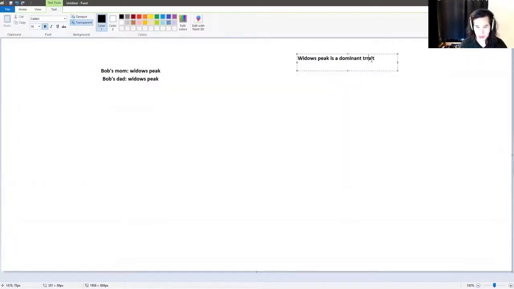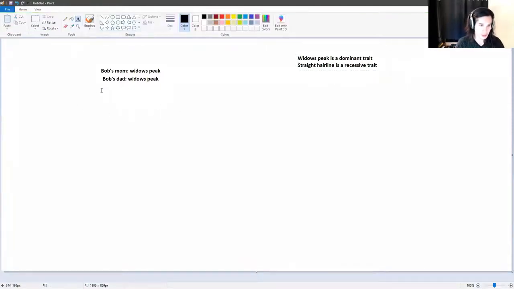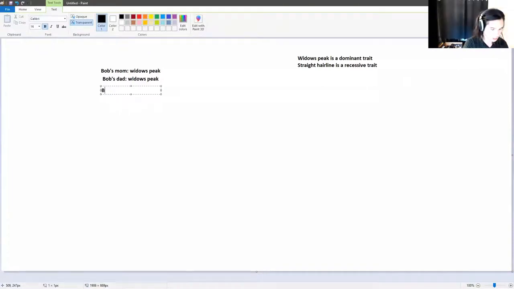And what do you have if you don't have a widow's peak? You've got a straight hairline, right? So straight hairline is a recessive trait, meaning you have to have two of the same allele to express the straight hairline. You only need to be expressing one allele of the dominant trait to express the phenotype. Okay, and then surprise, Bob has a straight hairline.